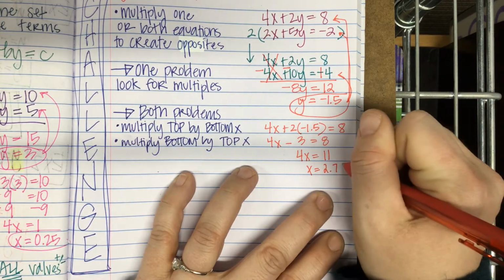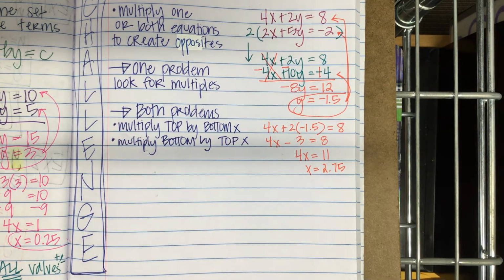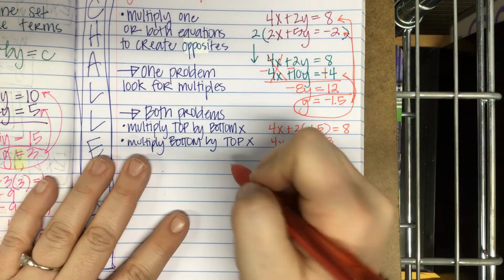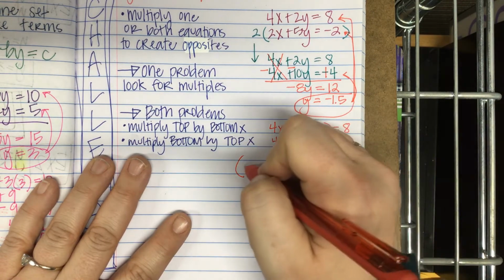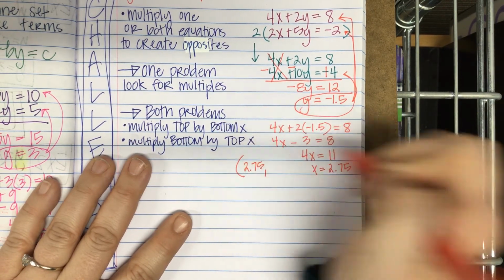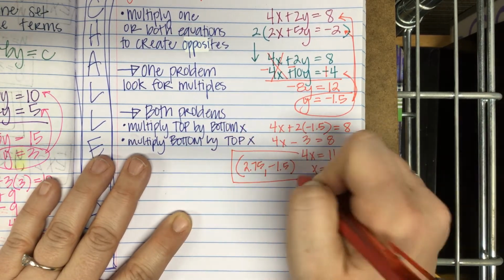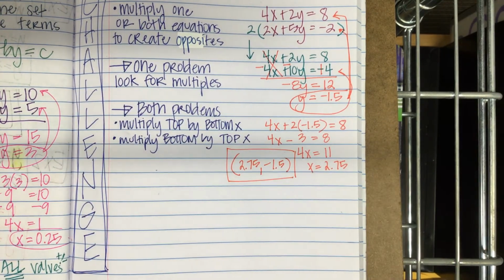2.75. Beautiful. See why we're not graphing this? Do you want to graph? Yes, kinda. So my answer is 2.75, comma, negative 1.5. Yes?